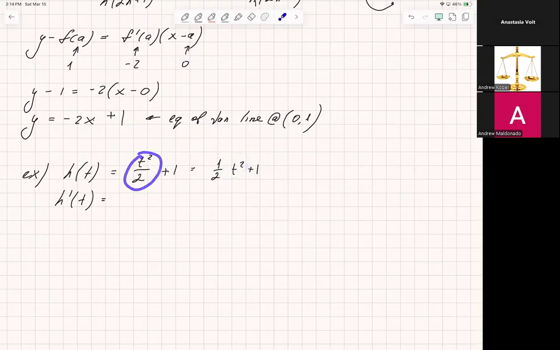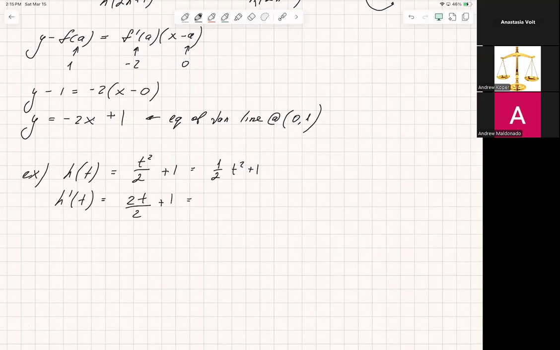There is no need to use the quotient rule or anything because we don't have t in the denominator. If we had, then probably we'll need to either simplify the expression or use the quotient rule. In this case, this 1 over 2 is just the coefficient, and we have t squared, so we can use just the power rule.